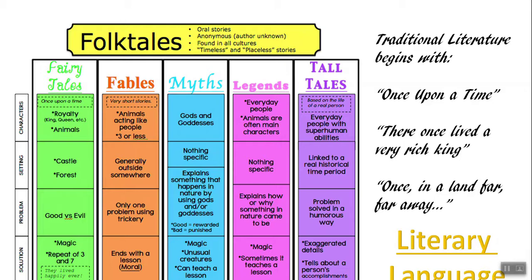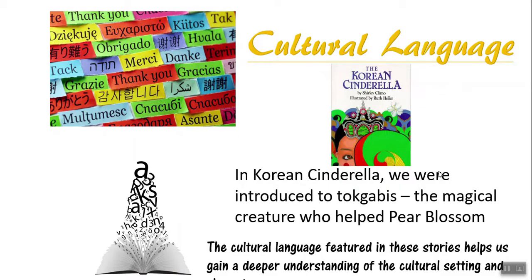And in those myths, you're going to find that once upon a time, or once there lived a rich king, or once in a land far, far away. These are examples of literary language. And in the book Korean Cinderella, we found that there was cultural language, such as the word tokabi. Tokabi is a magical creature, and that tokabi was either the frog or an ox that helped Pear Blossom in the trials that she had.